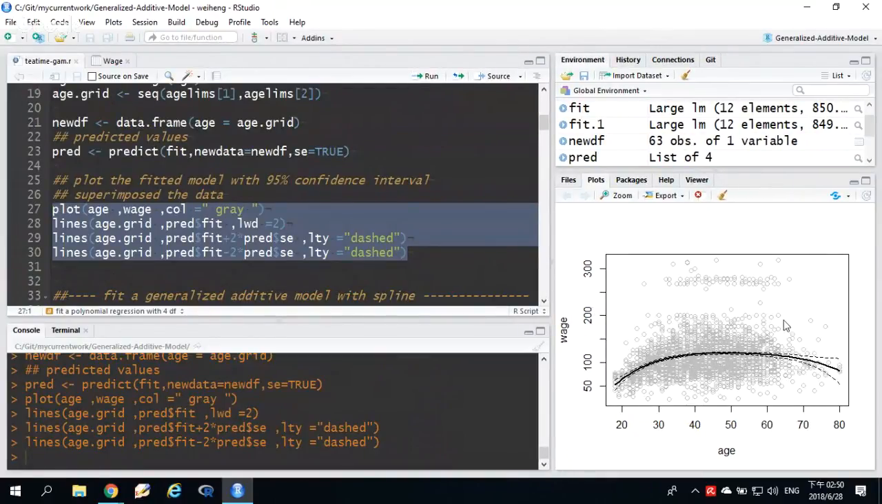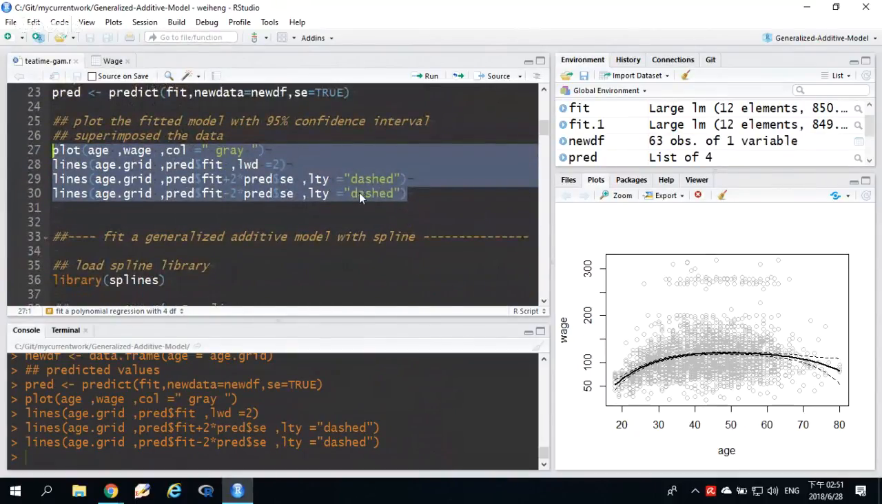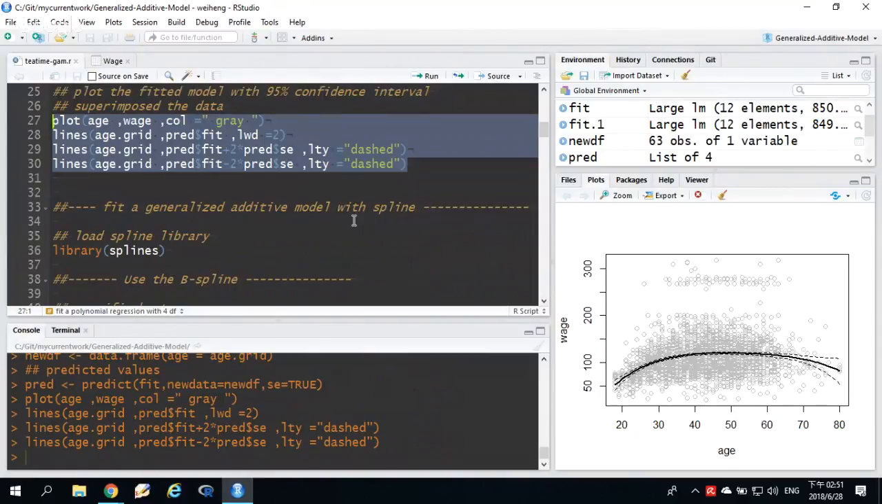They will show this is the polynomial fitted model, and the dashed line will be the confidence interval. And then the next thing is to fit the generalized linear model with the spline.